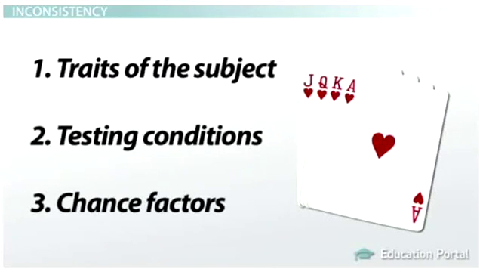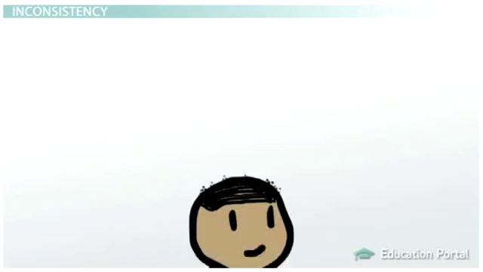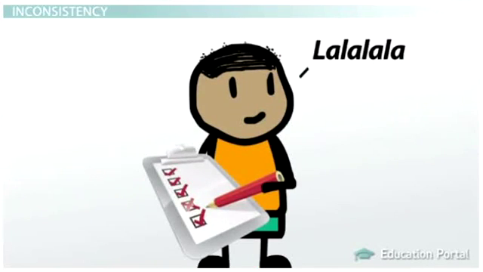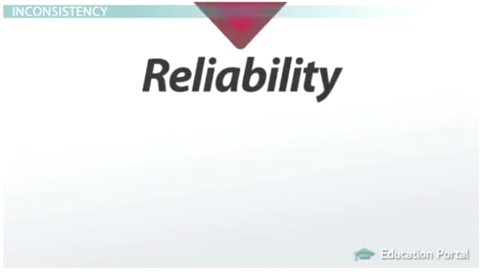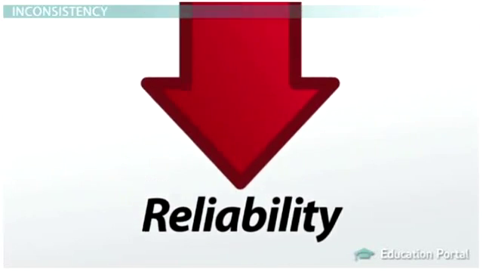Number 3, chance factors. What if, in the middle of taking the survey, a woman runs by and knocks Johnny over? Or what if Johnny just randomly chooses answers, not even bothering to read the questions? Both of these things can have an impact on Johnny's score, and therefore lower reliability.